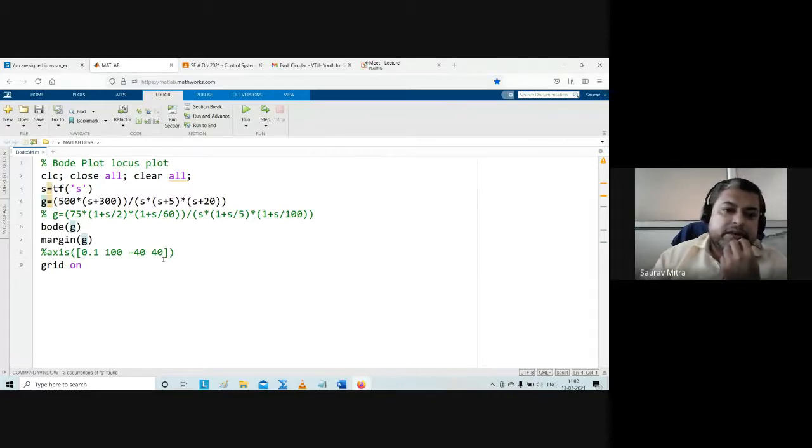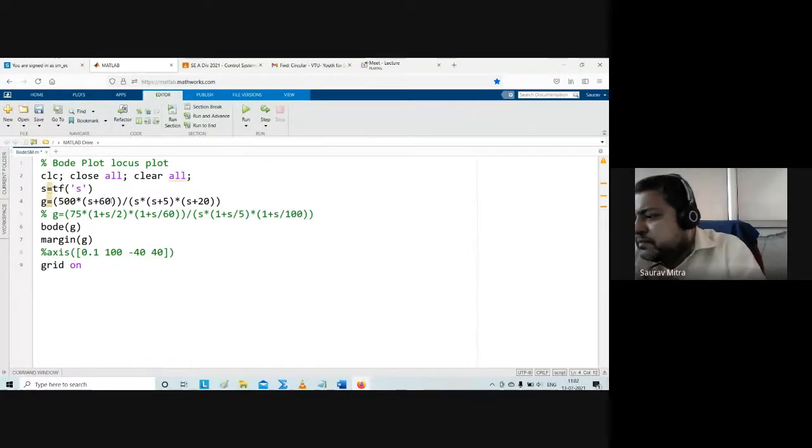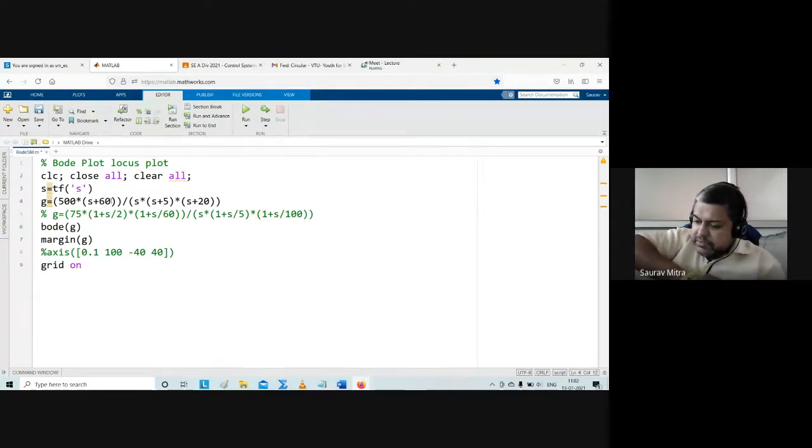300 is a bit too much. Take around, let's say, 60, because in that case a huge gain will be there. There is no problem in that, but drawing might become a little difficult. So instead of 300, you take 60. So question number 2, G is equal to GSHS, 500 into S plus 60 divided by S into S plus 5 and S plus 20.